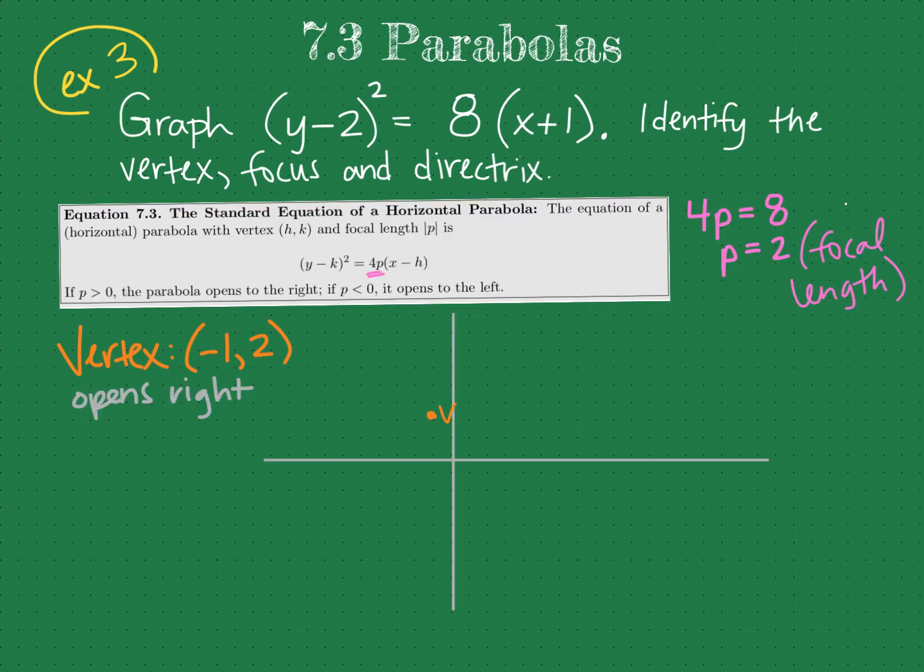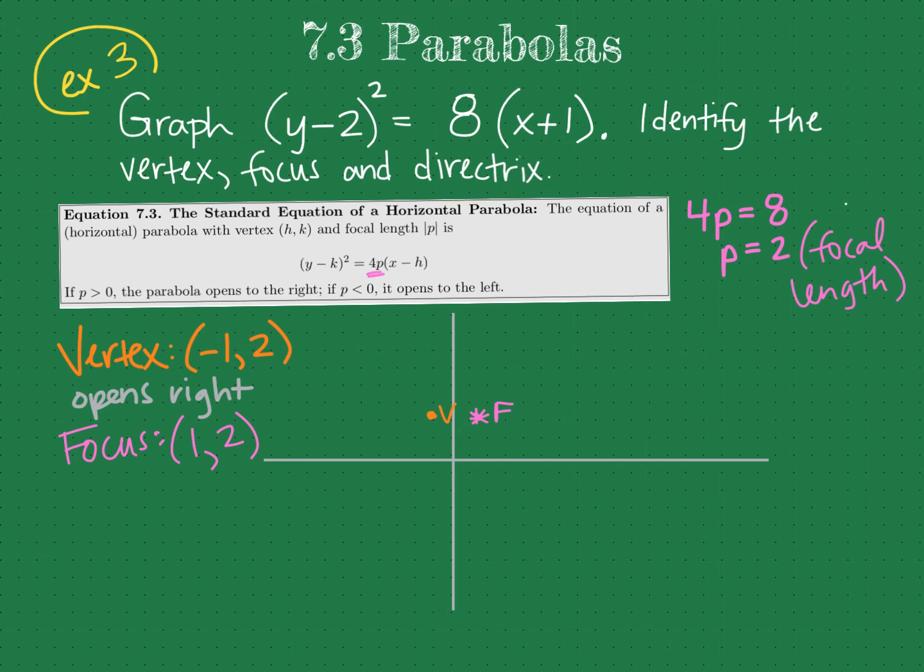We have plotted our vertex. We know that our focal length is 2 and that our parabola opens to the right. Therefore, we know that our focus, since it's inside the parabola, is to the right of the vertex. Our focal length is 2, meaning that the distance between the vertex and the focus is only 2 units, so they're not far away. We know that that means our focus is right here. Our focus is 2 units to the right of the vertex, meaning its x-coordinate is 2 units to the right, so it moves from negative 1 to 1, and the y-coordinate is the same. So our focus is at the coordinate point 1, comma 2.